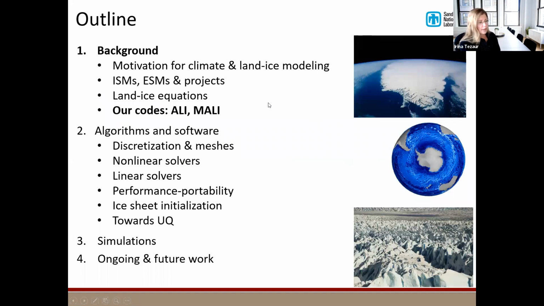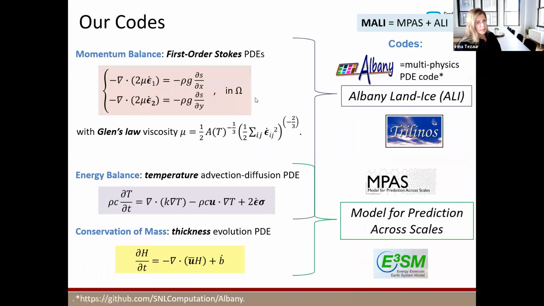Okay, so we have two relevant codes here that I'm going to talk about for discretizing these equations. This is a picture that shows you what all the relevant codes are. There's a little bit much here, but the MALI model is comprised of two codes called MPAS and OLI. OLI stands for Albany Land Ice, and MPAS stands for Model for Prediction Across Scales. For the momentum balance equations, the first order Stokes equations, for our production runs we typically rely on the Albany Land Ice model to solve these equations.